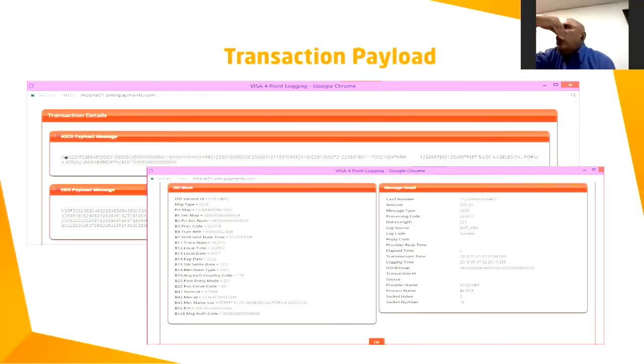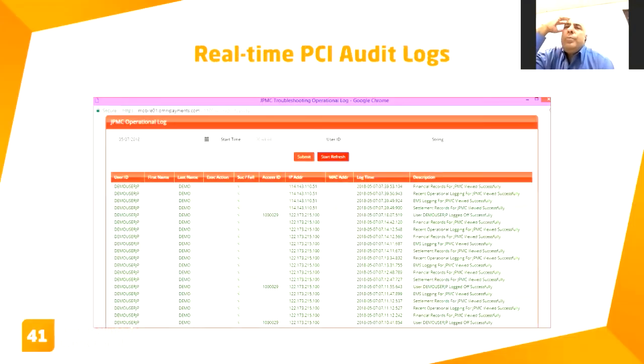In case you need to analyze and see the details on a particular transaction, you click on the transaction payload, and that shows you all the details related to the transaction. Next. Now here is a PCI log, and the PCI log is purely an audit log for users that have accessed the system. It logs every single access to the system, and that can also be exported to Excel or to other databases. Next.